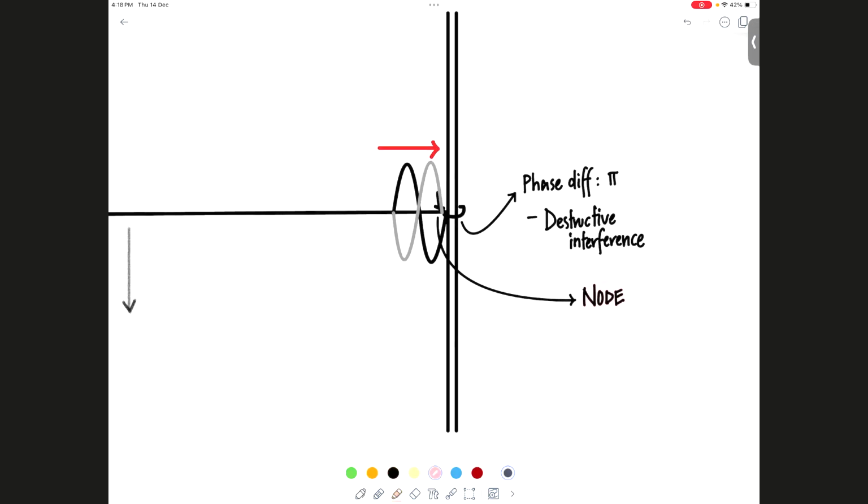Okay, so what's a node? It's a point on a wave, right, where what interference has taken place? Destructive. A node is like a dot, a fixed point. So you can go to vibration notice for one.